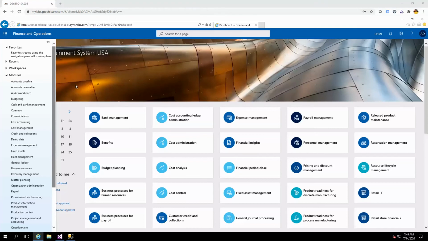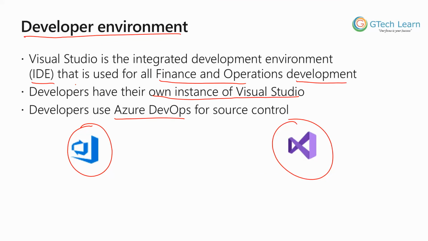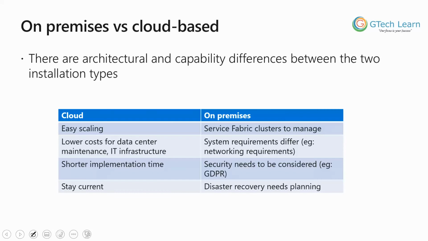In the meanwhile, if I take you back to my PowerPoint presentation, this was the slide where we were discussing some of the Visual Studio development environment, the one which I've just demonstrated. The next presentation slide talks about our on-premises versus cloud-based instances when we talk about the deployment strategies. There are architectural and capability differences between the two installation types, and we will discuss that during the course as well. But as far as the quick differences are concerned, let's understand them one by one.